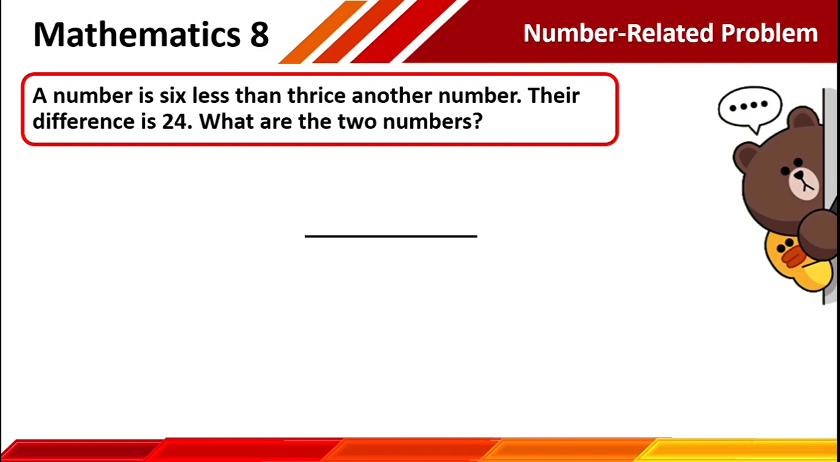Problem number 3. A number is less than thrice another number. Their difference is 24. What are the two numbers? So again, in this given problem, we are looking for two different numbers.